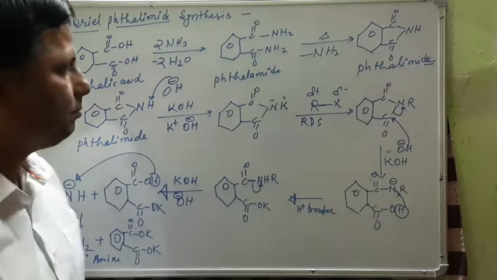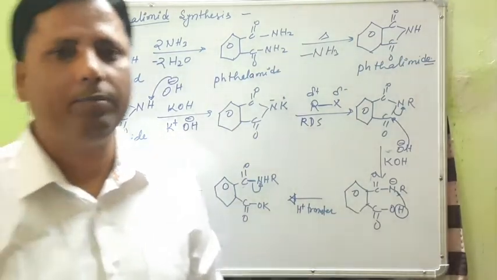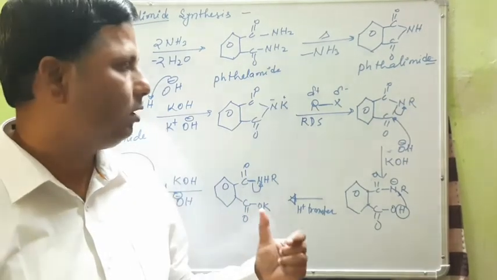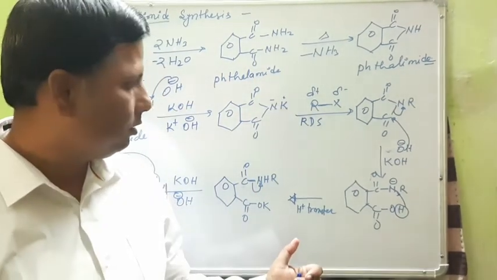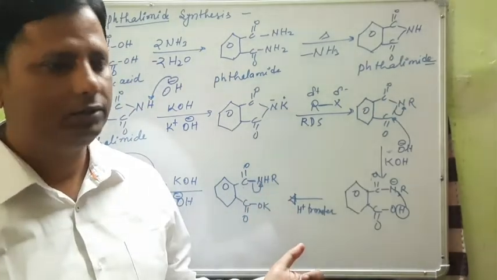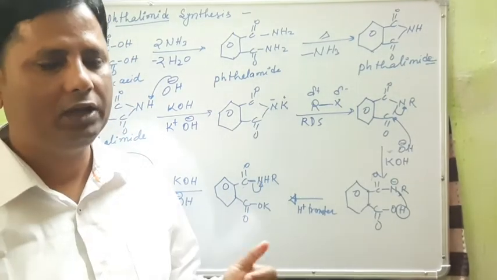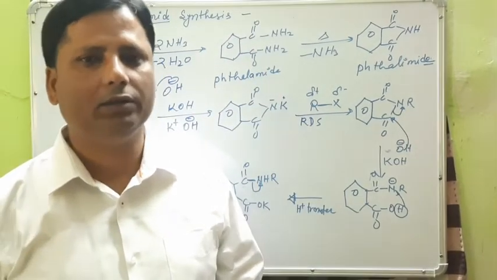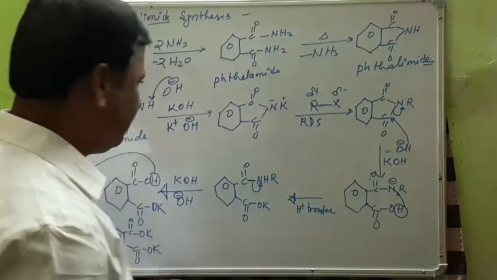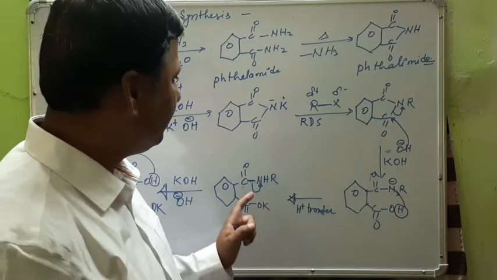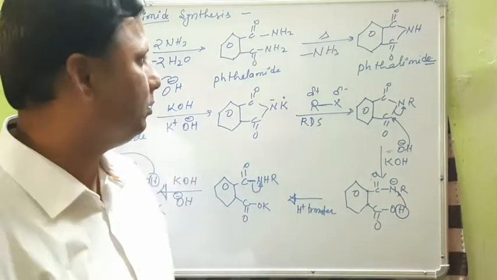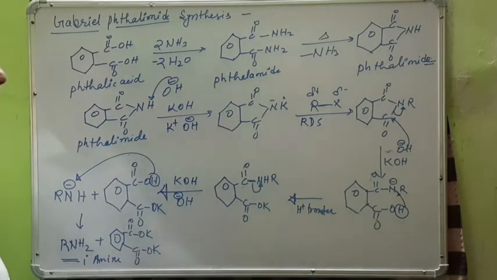This is the complete mechanism of Gabriel phthalimide synthesis, and this is one of the most important reactions to synthesize 1 degree amine. But we can synthesize only 1 degree amine by this method, and this is the method to prepare pure 1 degree amine. So this is the complete mechanism.